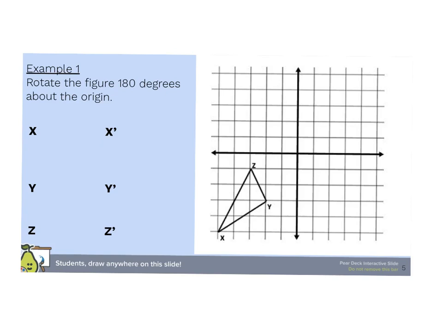All right, so here's our example. We're going to annotate. We need to rotate the figure 180 degrees about the origin. So let's do what we always do, which is label everything.